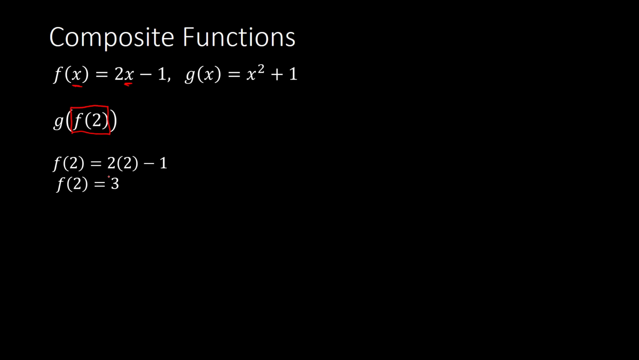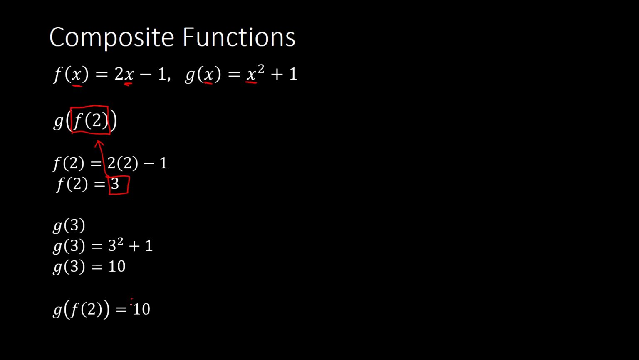So in place of that f of 2, I can put in this 3 right there. So instead of g of f of 2, I now have g of 3. Well, what is g of 3? Now I look at the g function, because there's a g here, and in place of the x here and there, I'm going to plug in the 3. So instead of x squared plus 1, I have 3 squared plus 1, which would be 10. So my solution, g of f of 2, would equal 10. That is my final answer.